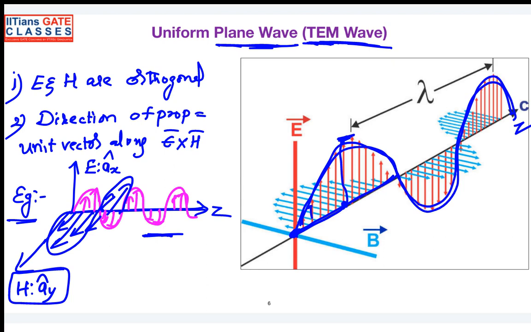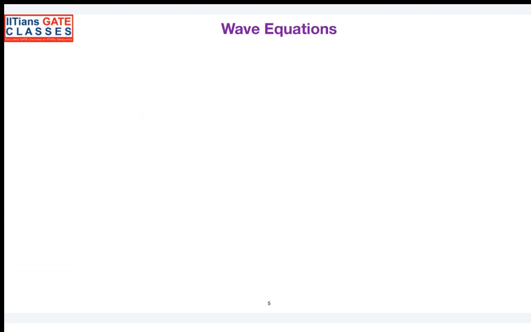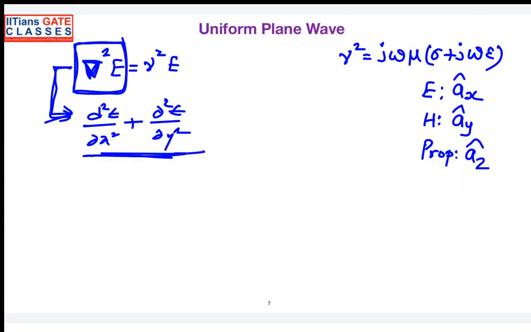Del means a rate of change, I told you in the first class itself. So in this case, what do you have to consider right now? When you are finding del square E is equal to gamma square E, I can straight away say d square E by dz square is equal to gamma square E. So does anybody still have a doubt?